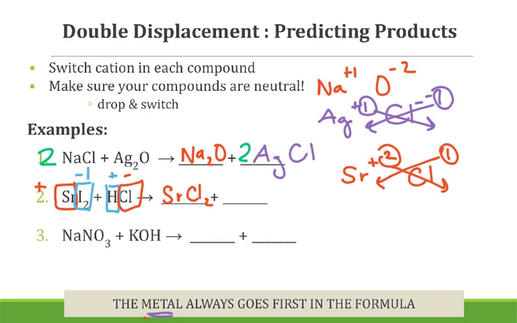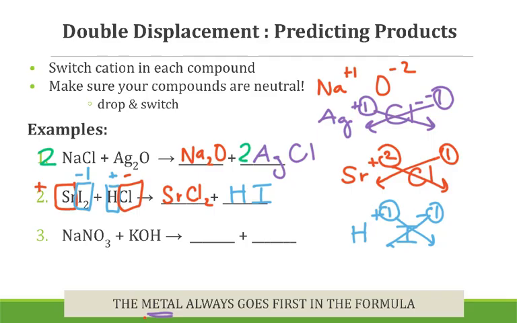And then my hydrogen, which has a positive charge, and my iodine, which has a negative charge, those are going to form a compound. Hydrogen is going to go first because it has the positive charge. Iodine has a -1 charge, so we're just going to have 1 of each when we do our drop and switch. So that's HI.